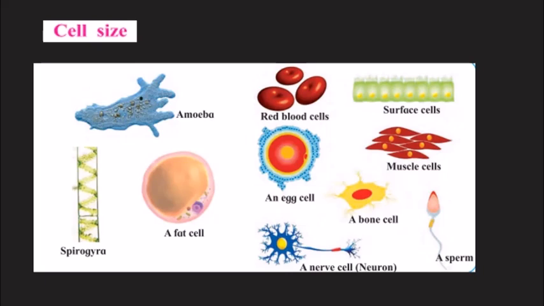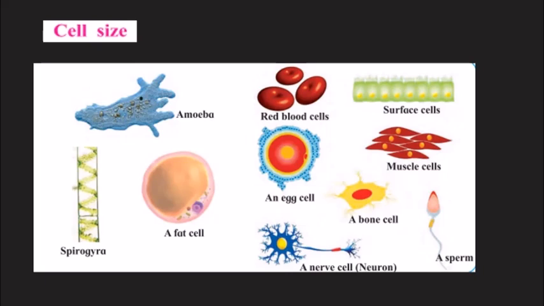The shapes are related to the function. For example, if we see the cell of an amoeba, it does not have a shape. It can take the shape of anything. Then we have red blood cells which are present in our body. They are oval in shape. In this way, there are different cells which have their own size and shape.